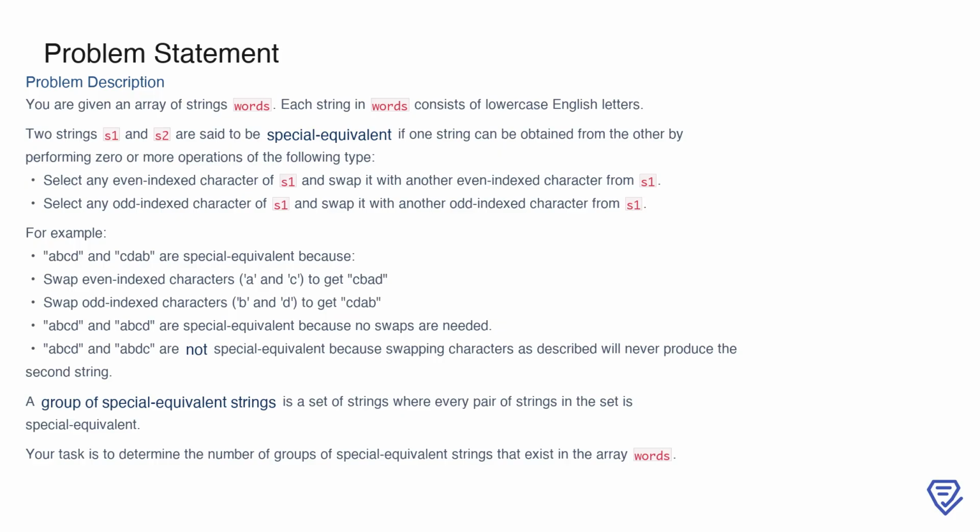For example, ABCD and DABC... ABCD and CBAD are special equivalent because we can swap A and C to get CBAD, and then swap B and D to get CDAB. Similarly, ABCD is special equivalent to itself because no swaps are needed. However, ABCD and ABC are not special equivalent because no sequence of allowed swaps can transform the first string into the second. Once we identify which strings are special equivalent, we need to determine how many distinct groups of such strings exist in the array.